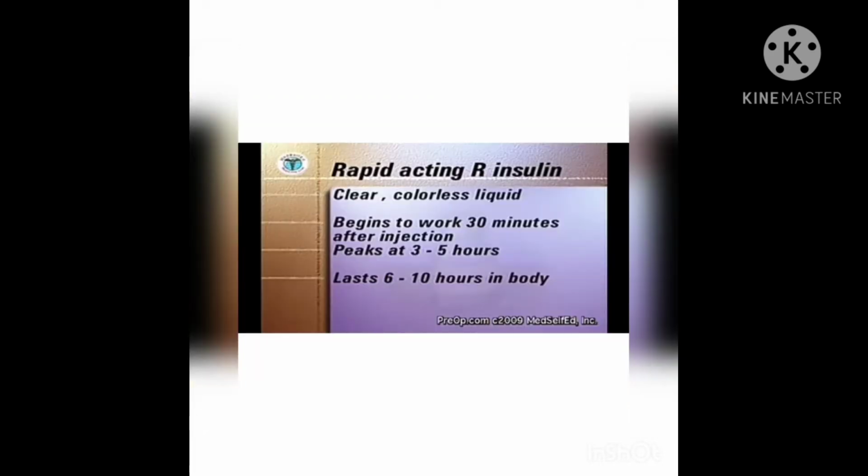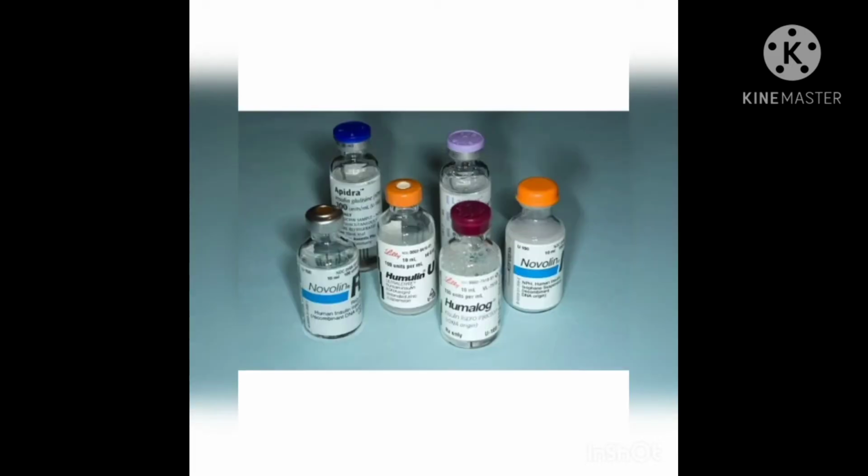Regular insulin. It is also known as short-acting insulin. It begins to work 30 minutes after injection. Its action is at its greatest between 3 to 5 hours. It lasts for 6 to 10 hours in our body. It is usually given 30 minutes before a meal.